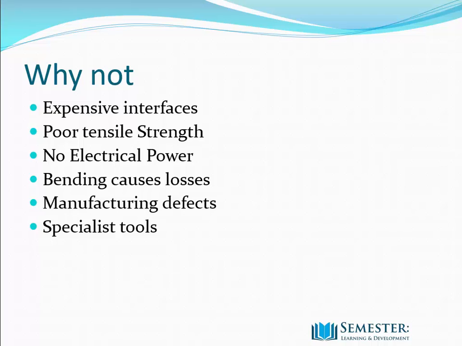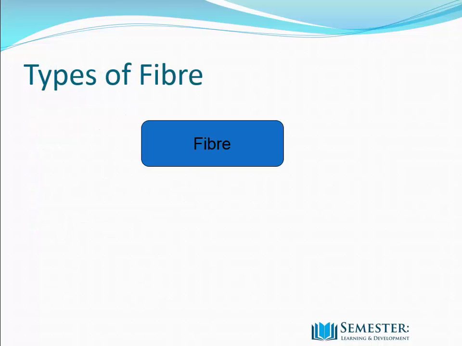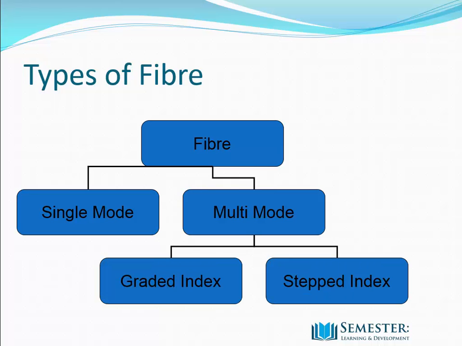Also, specialist tools are needed, not just a pair of crimps and cutters, as you would for a copper cable. So therefore, it's much more expensive to train personnel and to maintain. The fibre we use for communications can be subdivided into two types: single mode and multimode. Multimode is subdivided into stepped index and graded index.